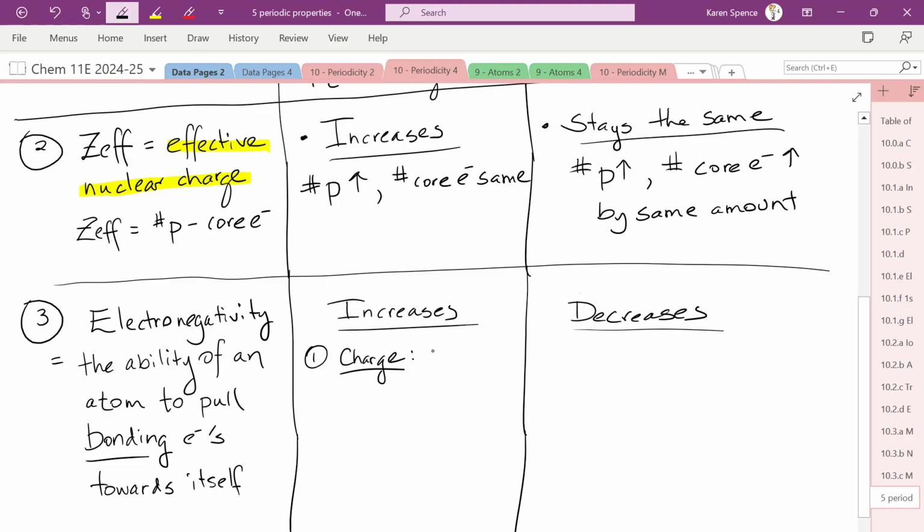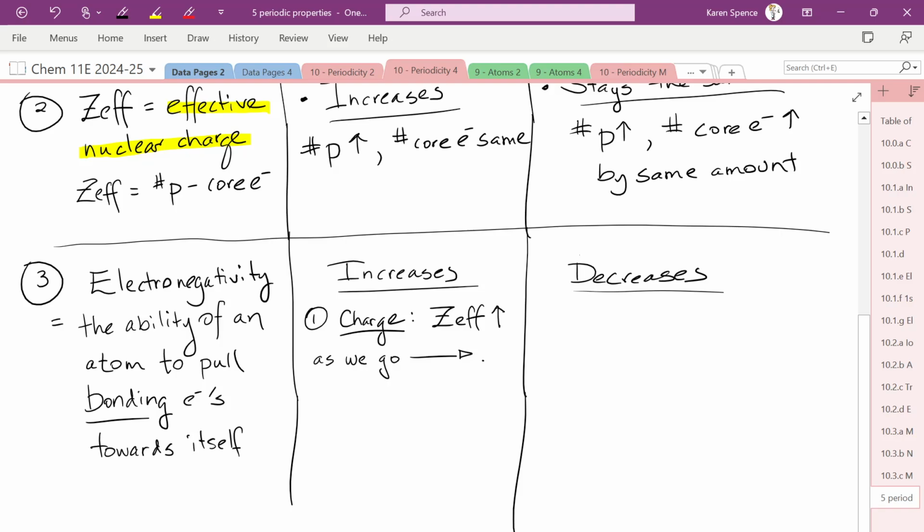Okay, so we're talking about Zeff, and it increases as we go to the right. Therefore, FC, what does that stand for? Coulombic attraction.